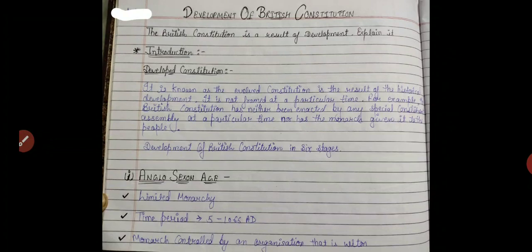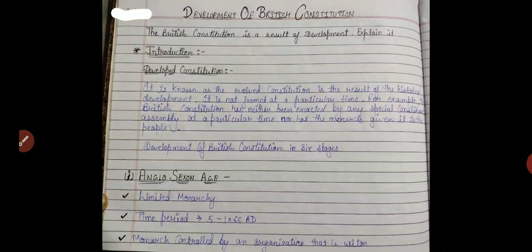First, introduction. A developed constitution, also known as an evolved constitution, is the result of historical development. It is not framed at a particular time. For example, the British Constitution has neither been enacted by any special constituent assembly at a particular time, nor has the monarch given it to the people. It was explained in my last video, so you can go and learn this topic.